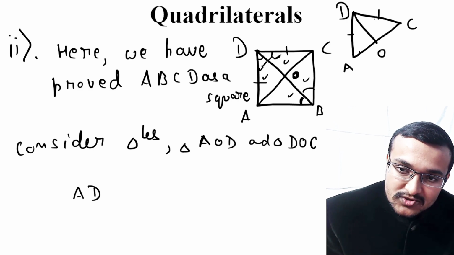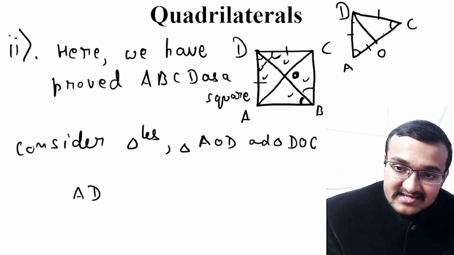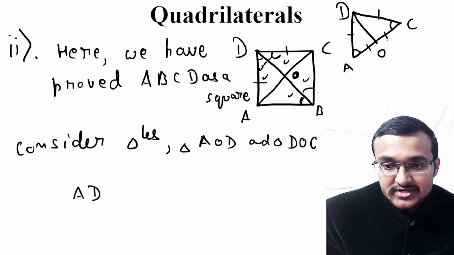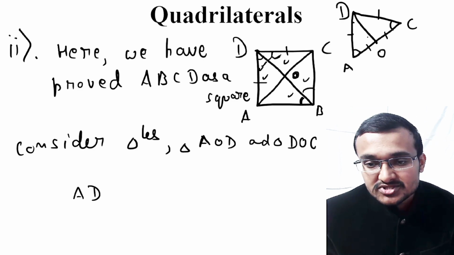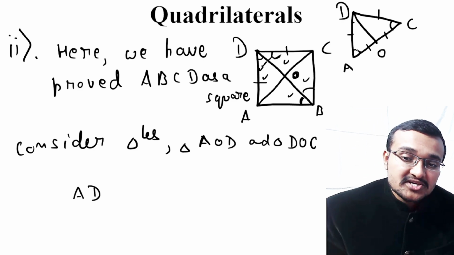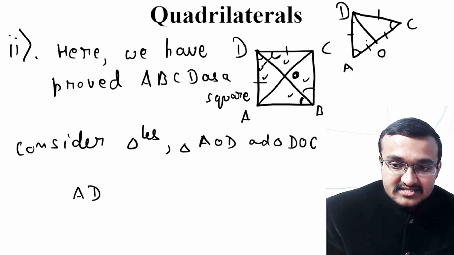So here AD is equal to DC, and this particular angle A is also equal to angle C, and this side we need to prove that they are equal to each other. So then according to the SAS postulate, we can say that these two triangles are congruent with each other.